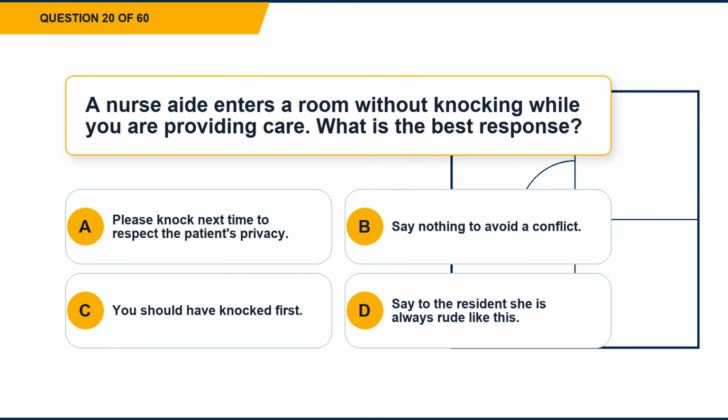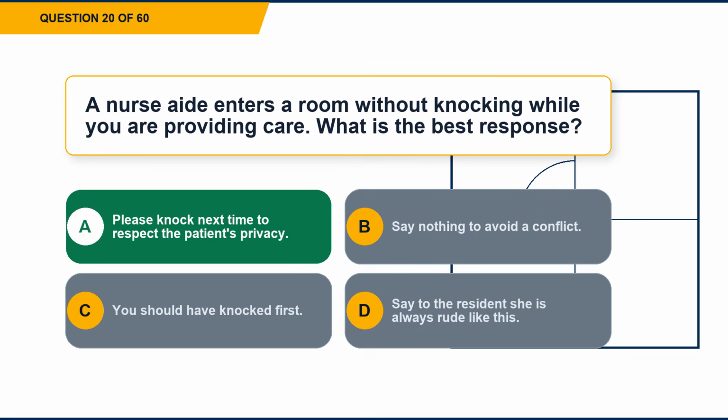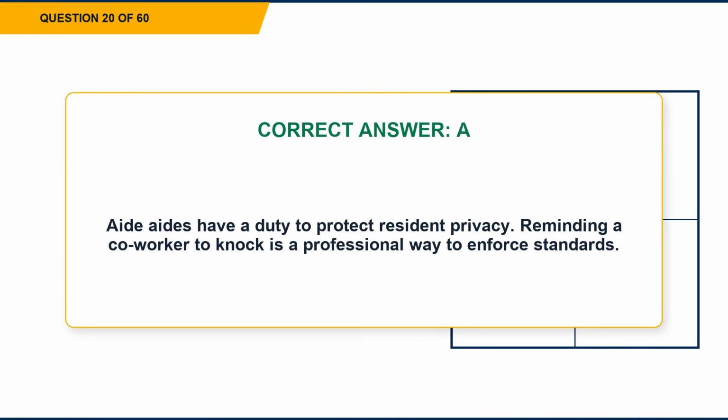Question 20. A nurse aide enters a room without knocking while you are providing care. What is the best response? Option A. Please knock next time to respect the patient's privacy. Option B. Say nothing to avoid a conflict. Option C. You should have knocked first. Option D. Say to the resident she is always rude like this. The correct answer is option A. Please knock next time to respect the patient's privacy. Explanation. Aides have a duty to protect resident privacy. Reminding a coworker to knock is a professional way to enforce standards.